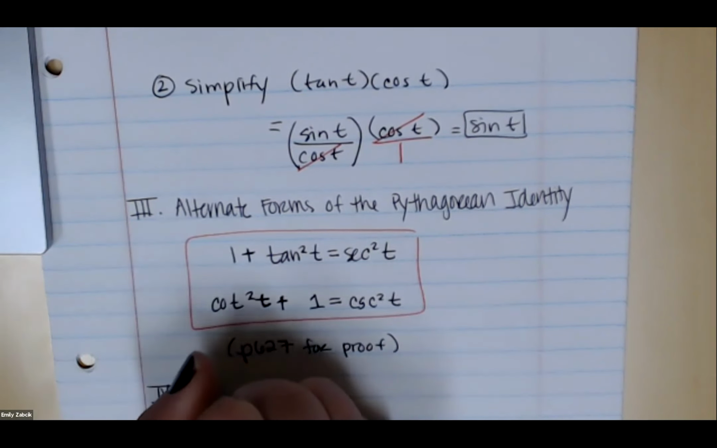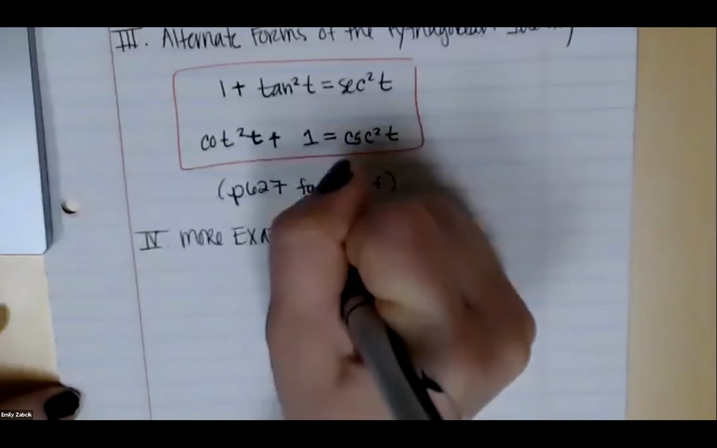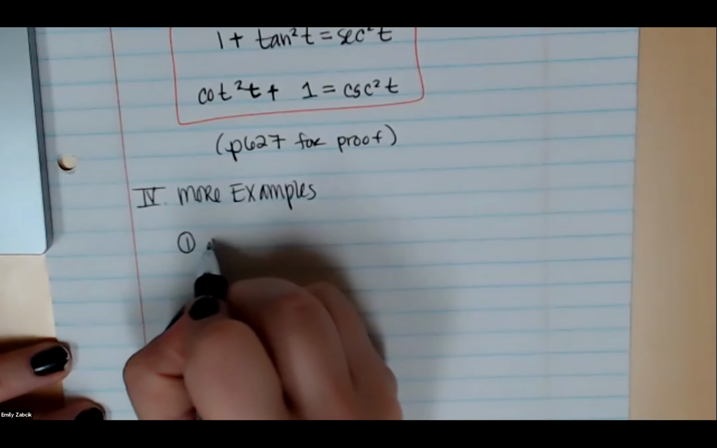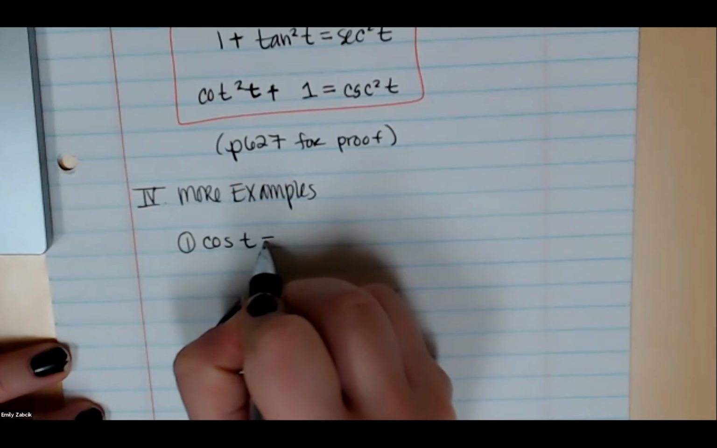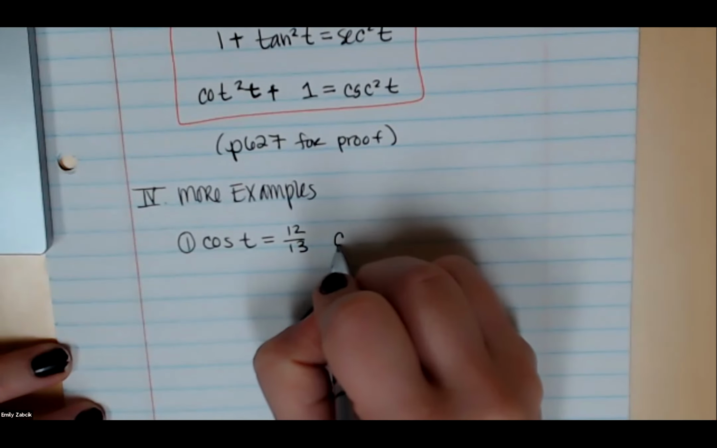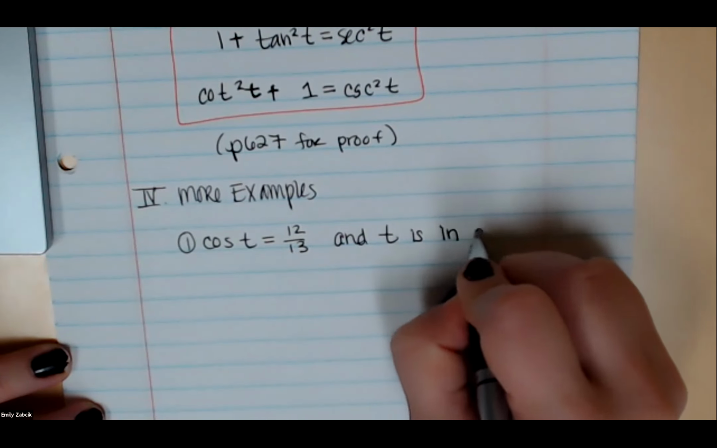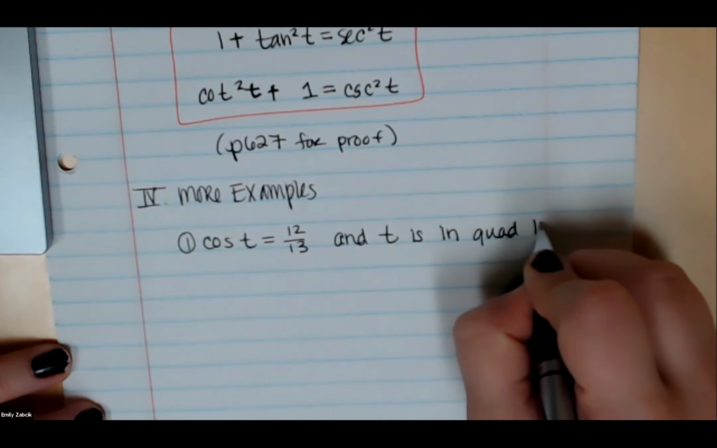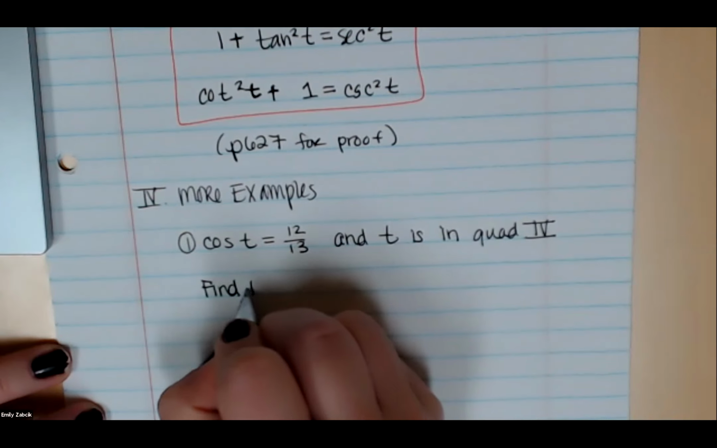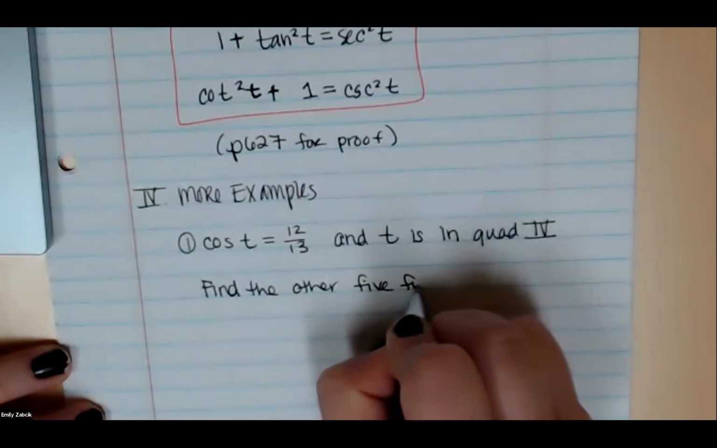Now, let's do some more examples. Some more examples as we go. Here's number 1. Say cosine t is equal to 12 over 13, and t is in quadrant 4. Find the other 5 functions.